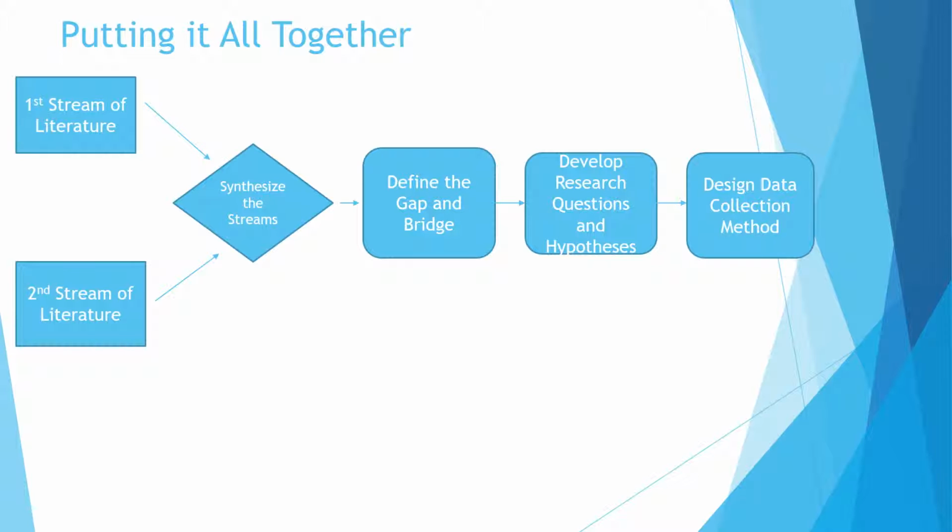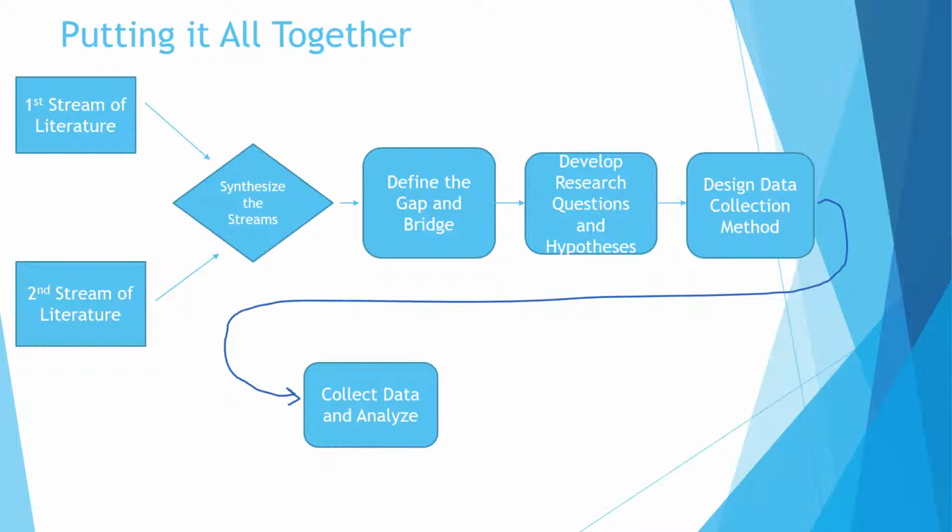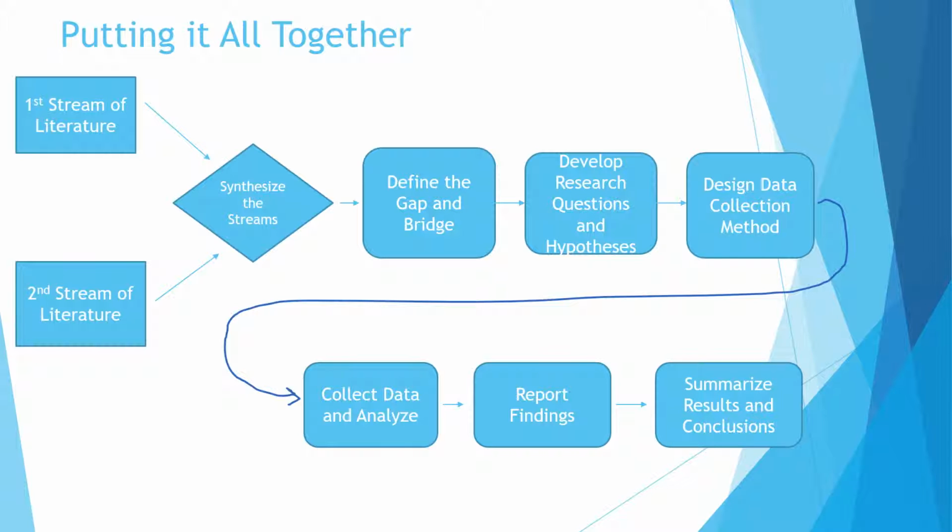Once you've got your research questions and hypotheses, then you will do your data design, how you're going to collect the data. Couldn't find a symbol that worked that way, so I had to draw that one. Then you're going to go out and collect the data, analyze it, report the findings, which is kind of the statistical review of what the numbers showed, and finally summarize the results and put together your conclusions. What did it all mean? Okay, so this is the process that you go through to end up with your 5-chapter dissertation.